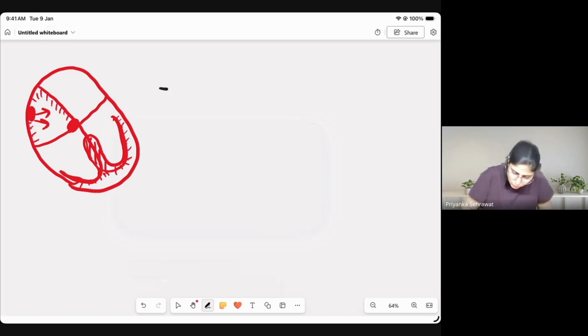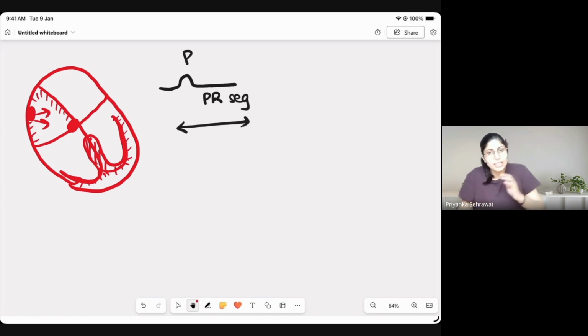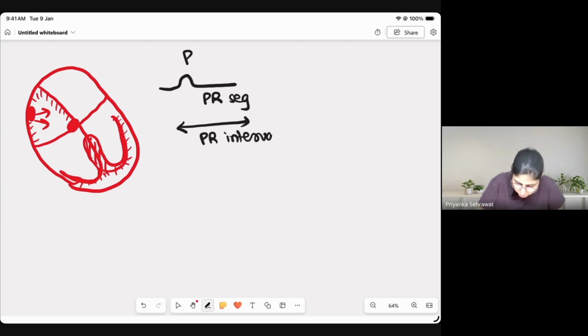Right. So we have our P wave. This is our P wave. This is our PR segment. And from the beginning of the P wave till the Q wave, we call it the PR interval. Okay. Now what happens next? Next, atrial repolarization starts, atrial relaxation starts, whereas ventricular depolarization starts. Now, after that delay of 0.12 second, the current starts passing to the bundle of His. And the first thing in the ventricle that gets depolarized is this septum.